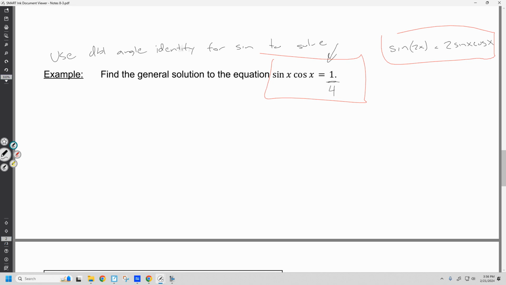There are two ways to have these work with each other. Both ways involve substitution. You got to be comfortable with substituting. Okay, well, I have sine x cos x. I have sine x cos x times 2. Multiply this equation by 2. It's 2 sine x cos x equals 1/2. Boom. 2 sine x cos x gets replaced with sine 2x.